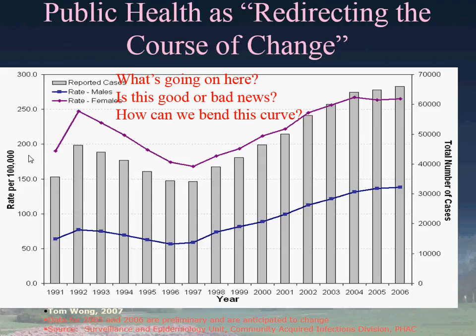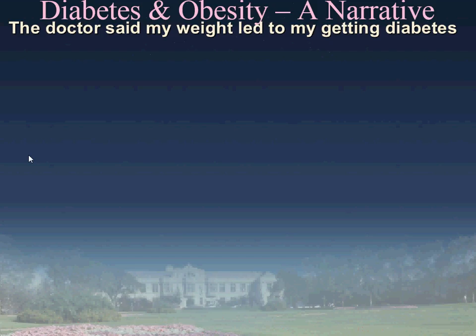So, there's some very important questions here. What's going on here? Is this good or bad news, these rising rates here? Is it a reflection of better case finding and more effective identification of cases in their early stage? But also, how can we bend the curve so that over time we can see lower and lower rates of actual underlying incidence? And these are the sort of questions to which modeling is very well suited.